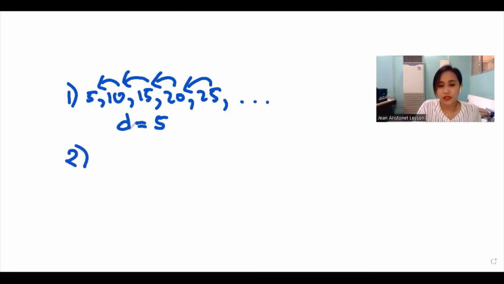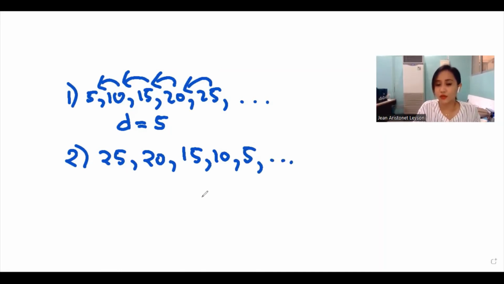How about this one? What if we reverse the numbers? Let's say that's 25, 20, 15, 10, 5, and so on. This time, what do you think is our common difference? Is it still 5? The answer is actually negative 5. Because if you subtract 20 by 25, that's negative 5. 15 minus 20, that's negative 5. 10 minus 15, that's negative 5. 5 minus 10, that is negative 5.